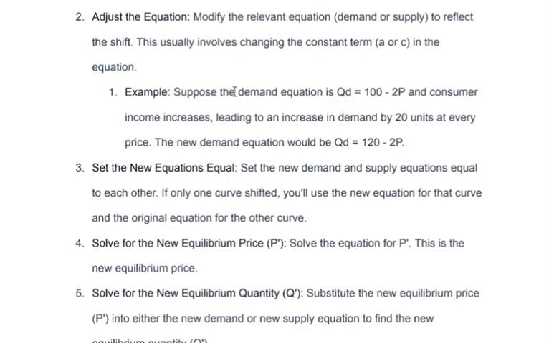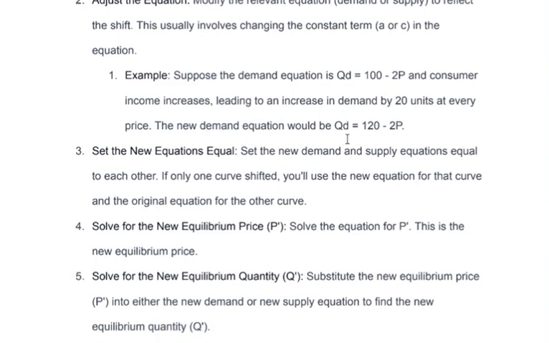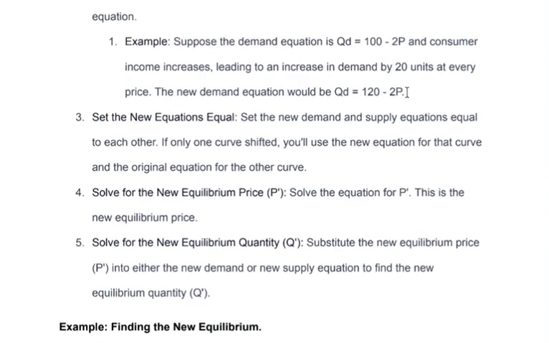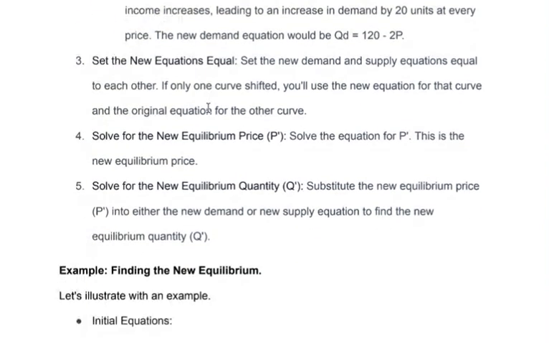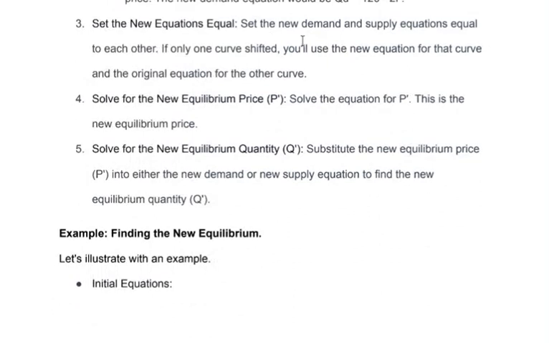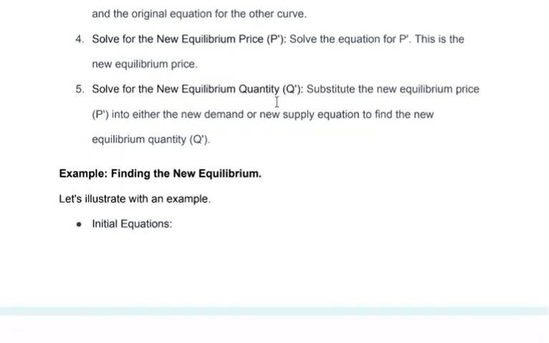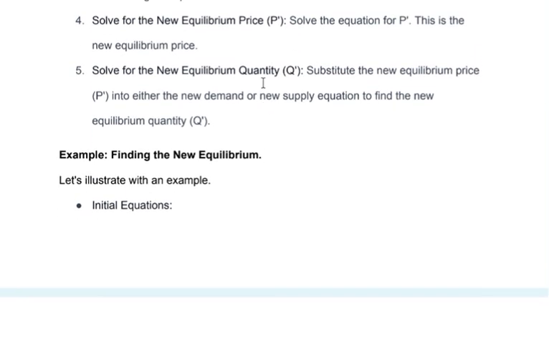Example: suppose the demand equation is QD equals 100 minus 2P and consumer income increases, leading to an increase in demand by 20 units at every price. The new demand equation would be QD equals 120 minus 2P. Set the new equations equal. Set the new demand and supply equations equal to each other. If only one curve shifted, you'll use the new equation for that curve and the original equation for the other curve.